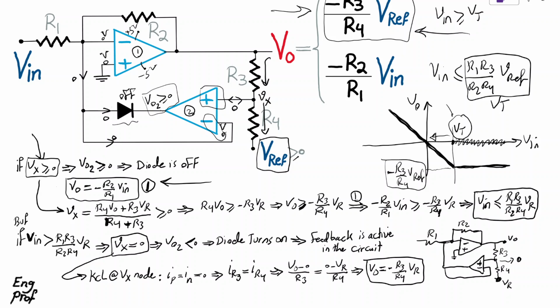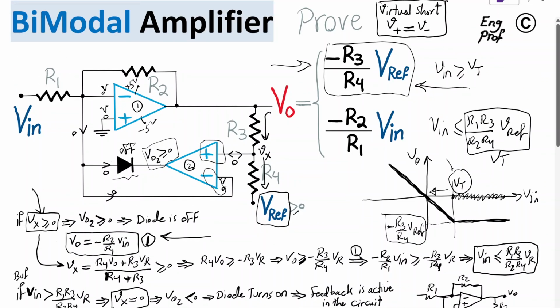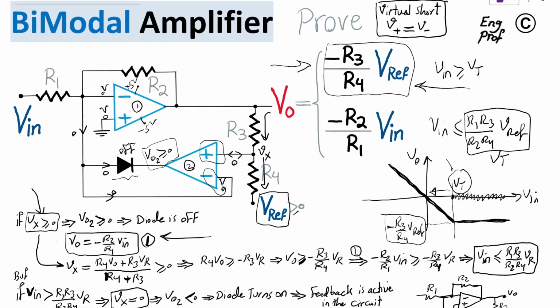So now Vout is independent of the input voltage and is just a function of the reference voltage and the values of the R3 and R4 resistors. Okay, I hope this example is helpful in showing a bimodal circuit or amplifier, or effectively a programmable rectifier, in which the threshold voltage is programmable and in which the feedback in the amplifier is active or not active depending on the threshold voltage. So I hope that it is helpful.